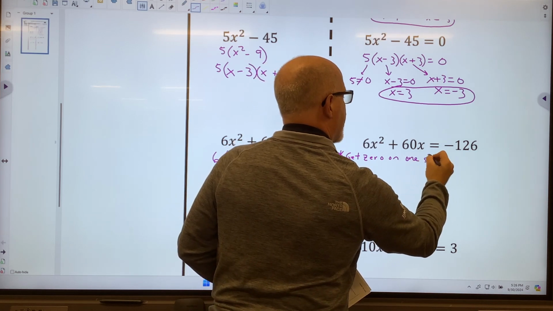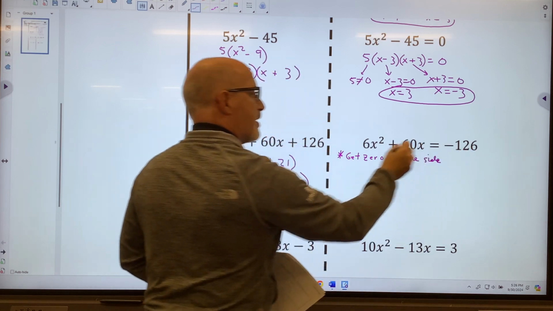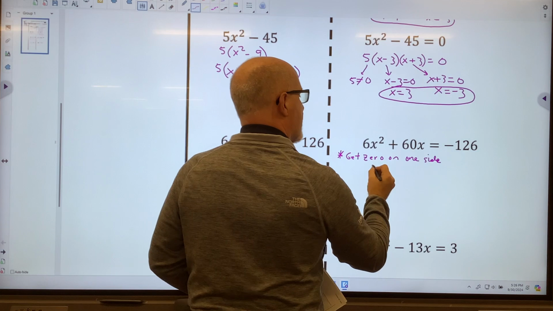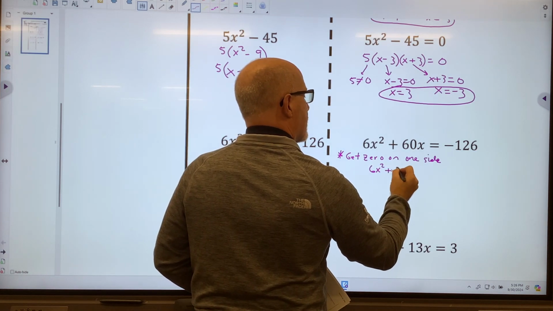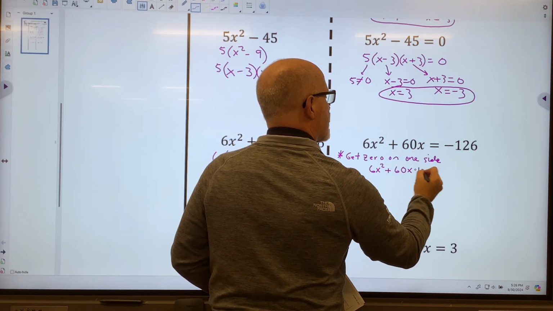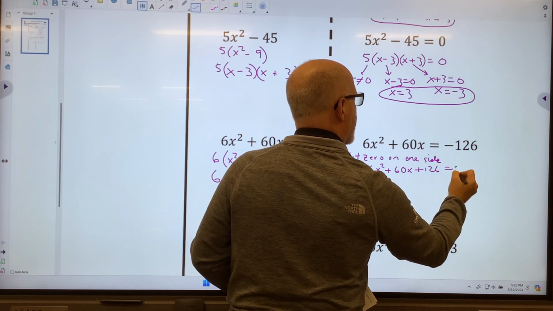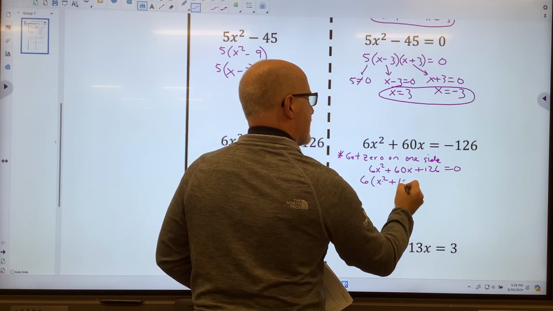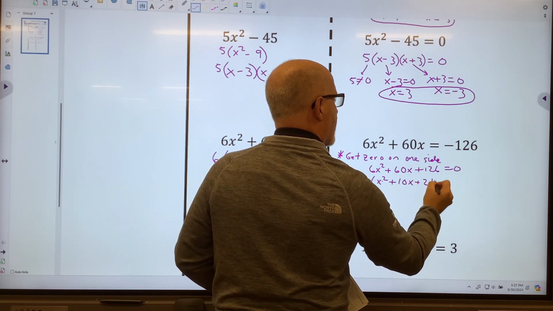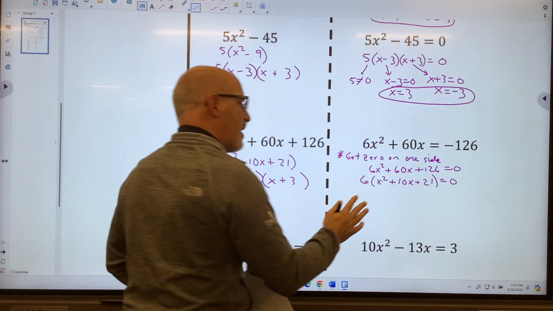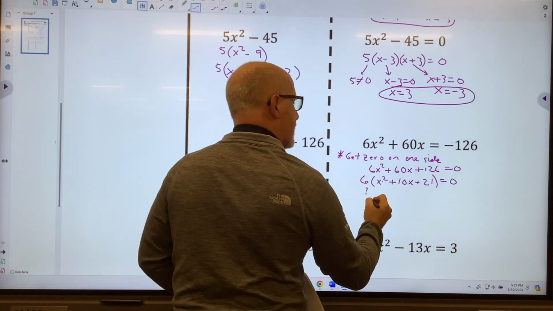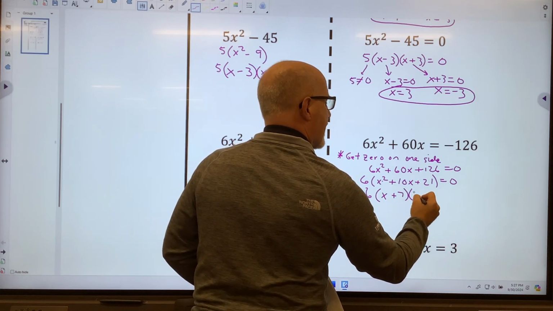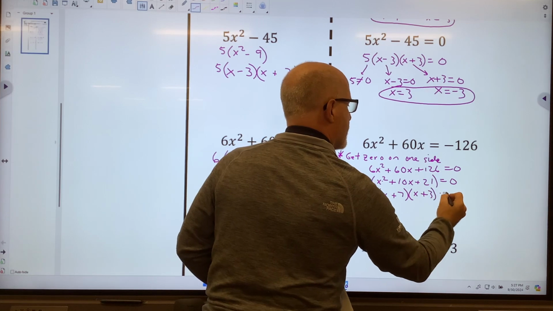So notice that this one has negative 126, so I'm going to add 126 to both sides. So we get 6x squared plus 60x plus 126 equals 0. Factor out the 6. I'm going to just go through the steps again. x squared plus 10x plus 21 equals 0. And now you use your factorization. So this would be x plus 7, x plus 3 equals 0.